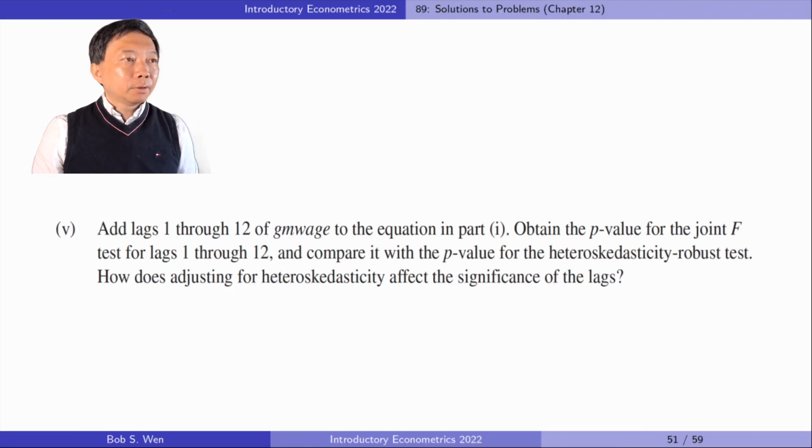In part 5, add lags 1 through 12 of the minimum wage growth to the equation in part 1. Obtain the p-value for the joint F-test for lags 1 through 12 and compare it with the p-value for the heteroscedasticity robust case. How does adjusting for heteroscedasticity affect the significance of the lags?